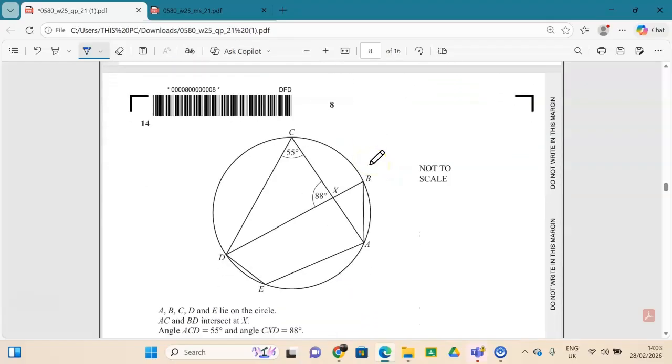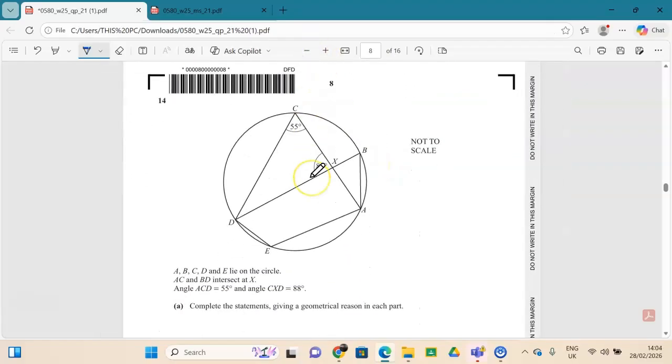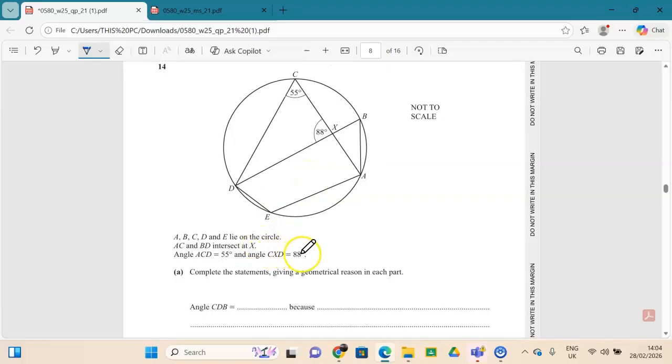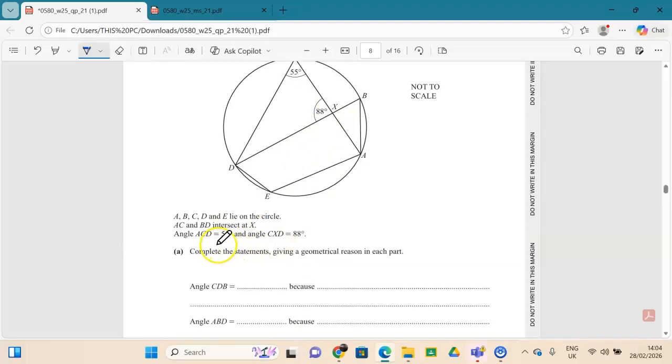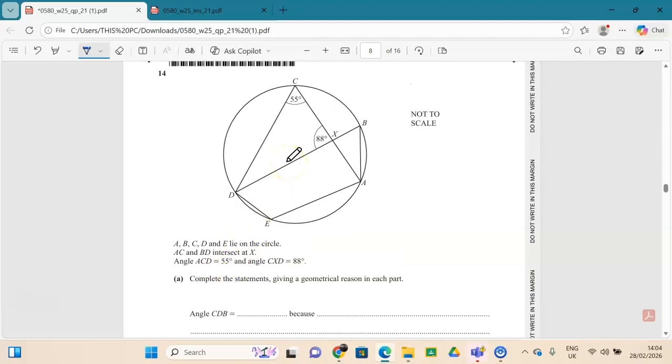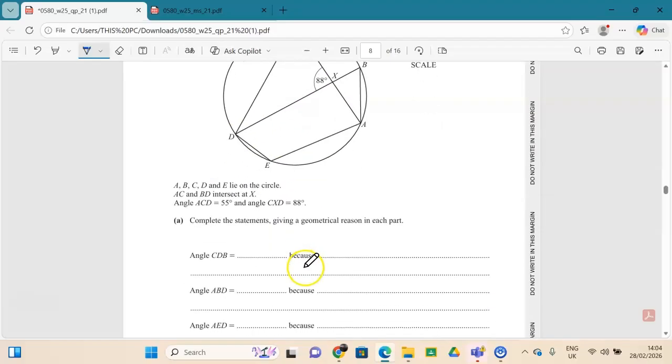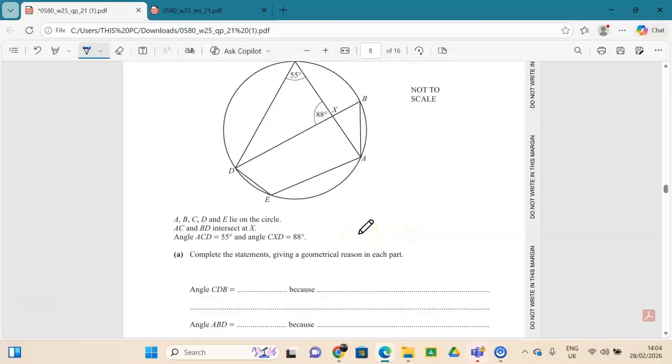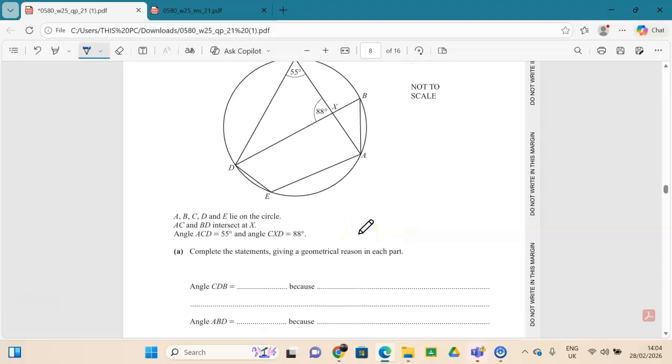Then we go to this. The question says A, B, C, D, and E lie on the circle. AC and BD intersect at X, so we can say the meeting point is X. Angle ACD is equal to 55 degrees, and CXD is equal to 88 degrees. Complete the statement, give a geometrical reason in each part. So this is your circle theorem at play.